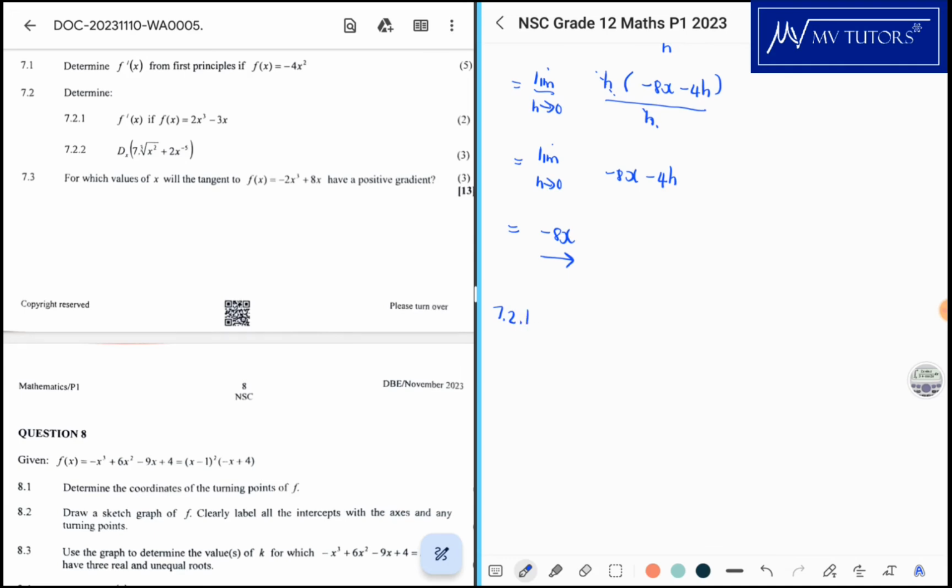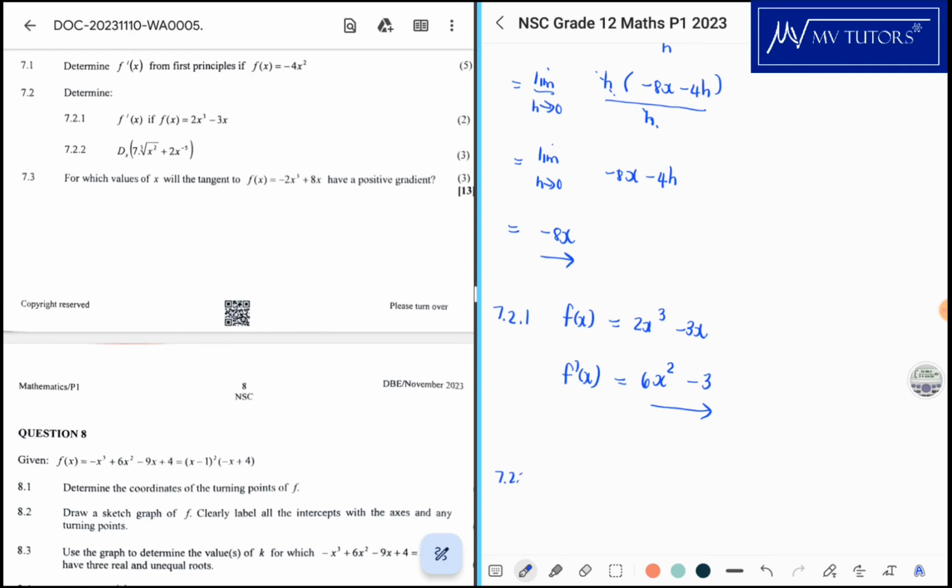7.2.1, we need to get the first derivative. Okay, so what is f of x? It is 2x cubed minus 3x. Okay, fair enough. We're going to use the power rule, not first principles. So there we go. 3 times 2 is 6, and 3 minus 1 is 2. And then we have, remember there's a 1 there. 1 times negative 3 is negative 3. And 1 minus 1 is 0. X to the power 0, that's just 1. So we're not going to write that down. So that is a nice 2 marks.